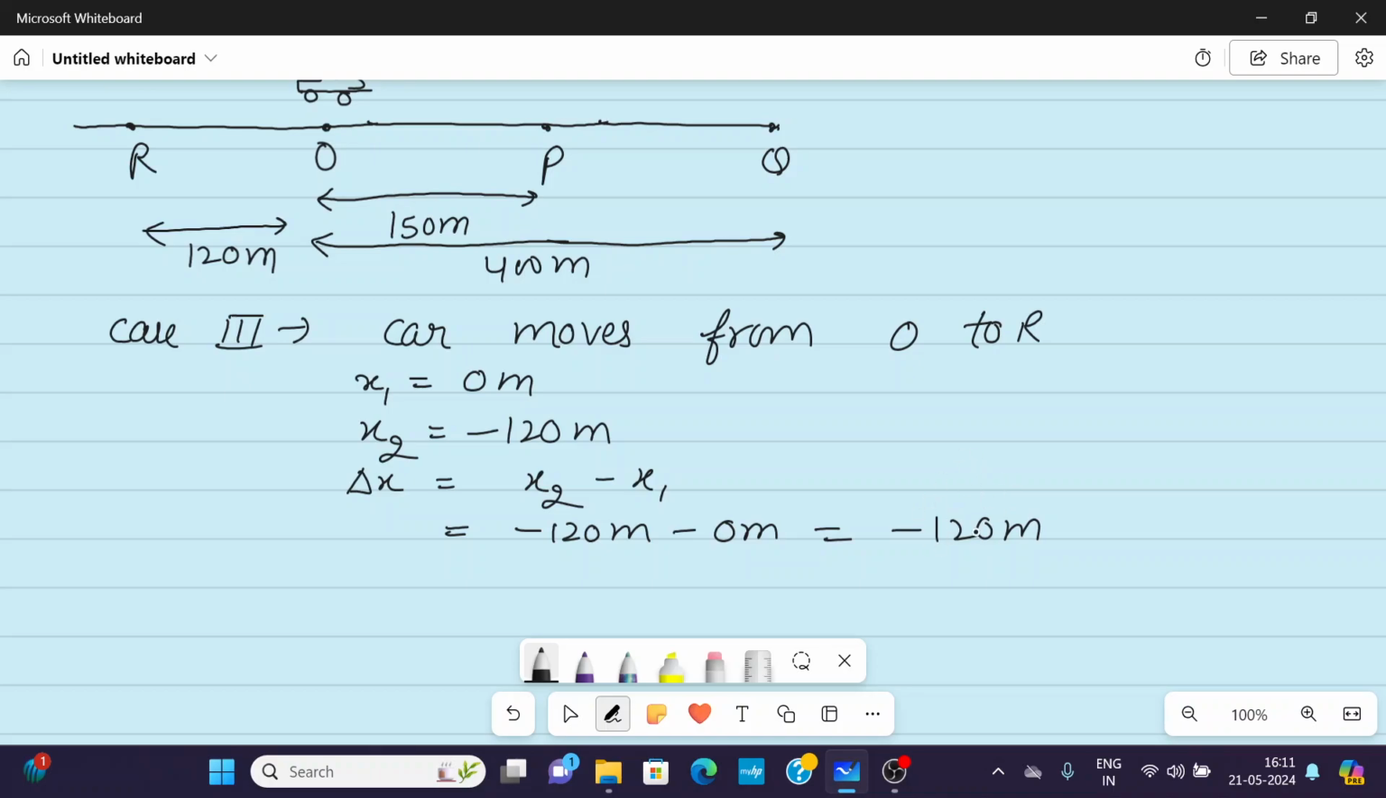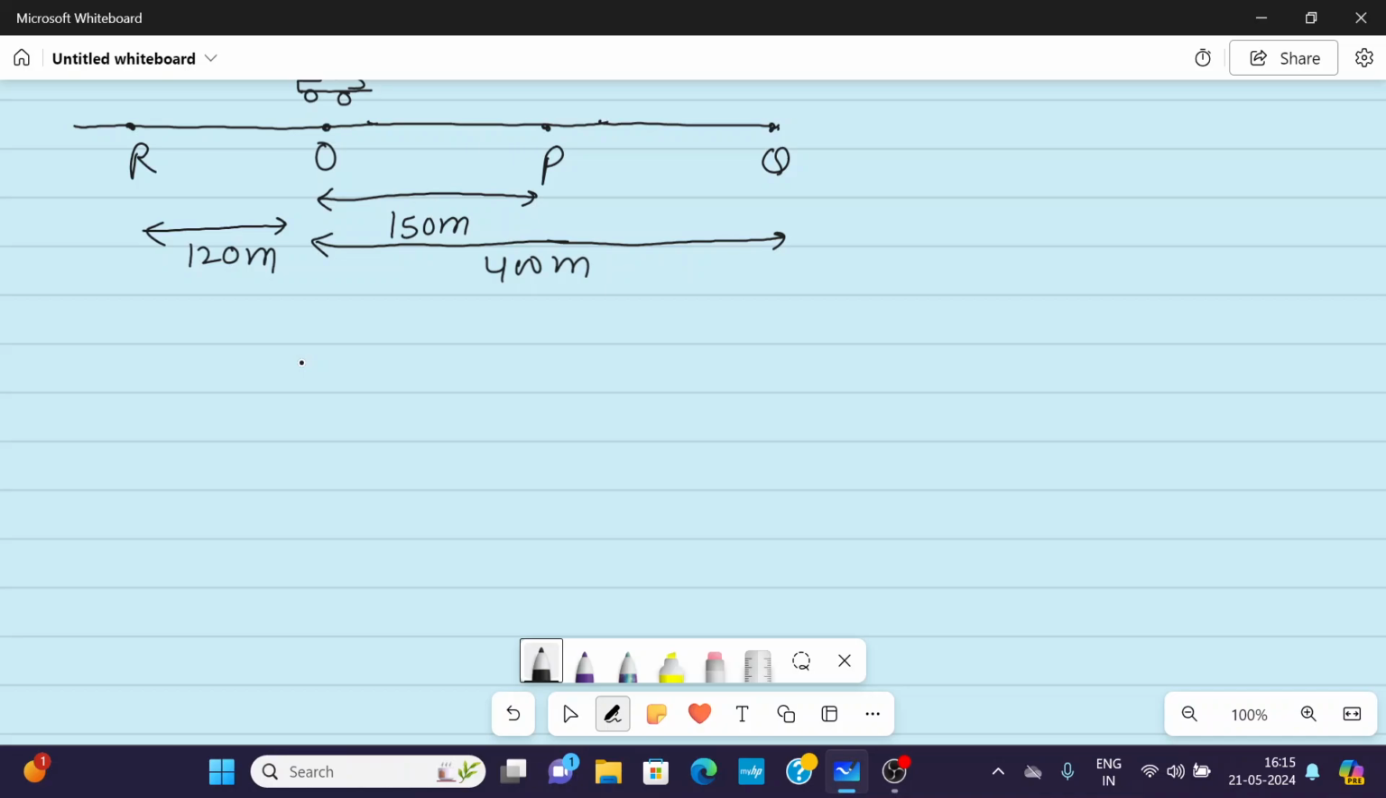So from here we can see that displacement can be negative also. Displacement can be 0 also. To see this, let us consider one more case, which is case number 4. In this case, car moves from O to R and then back from R to O.